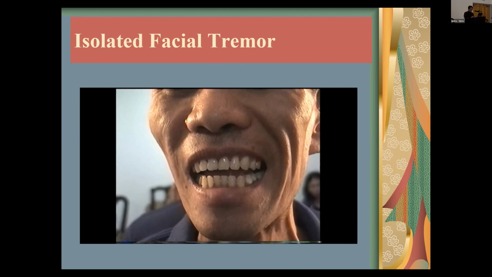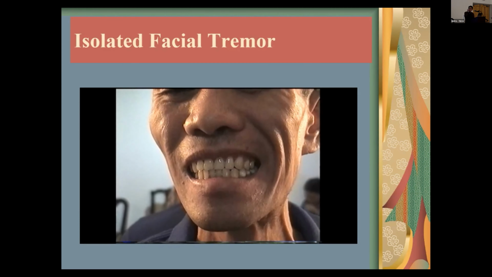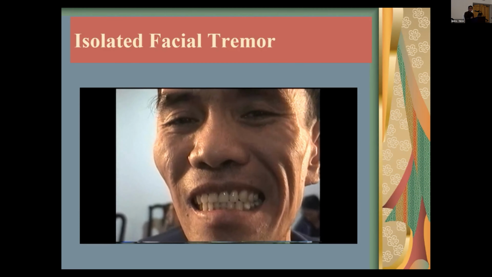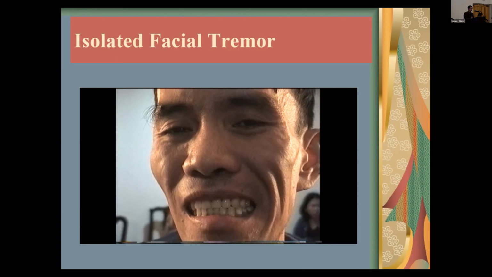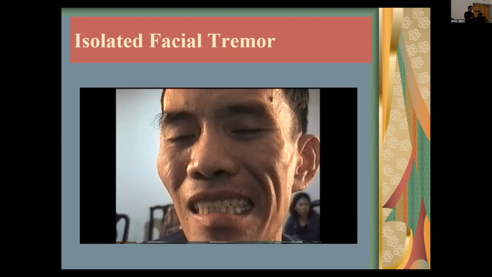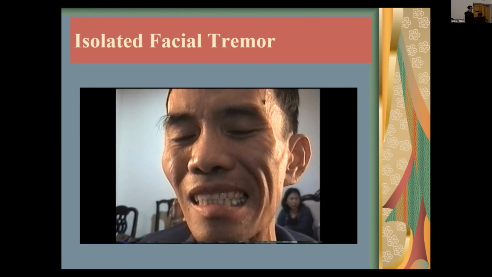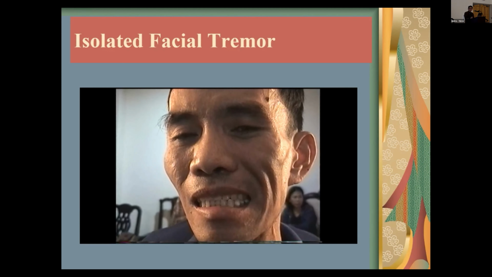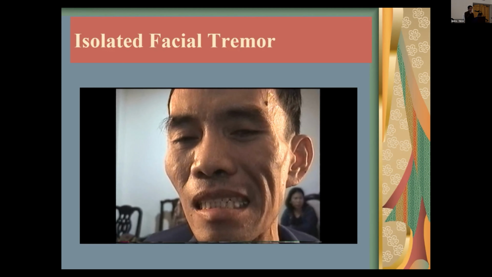So here's somebody with an isolated facial tremor. So it comes out when he's smiling. Not a very common condition. In patients with essential tremor, aside from their head being involved, many patients also have either a little bit of a jaw tremor, maybe a facial tremor, and sometimes even the eyebrows may tremor.